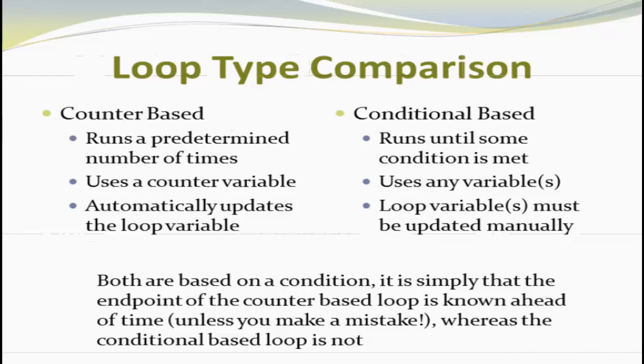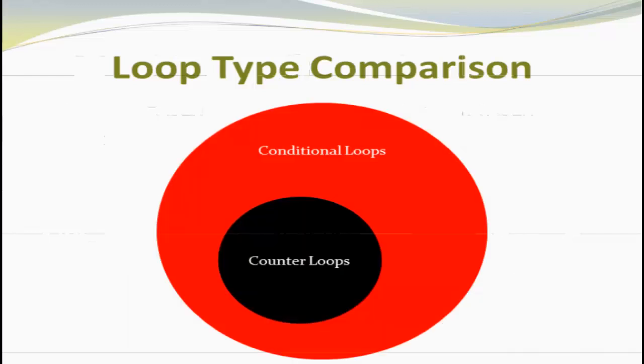For the counter-based, you know it's going to stop at a certain point. For the conditional-based, you know it's going to stop at some point, but you don't know when exactly that point will be. Here's another way to think about the two different types of loops.